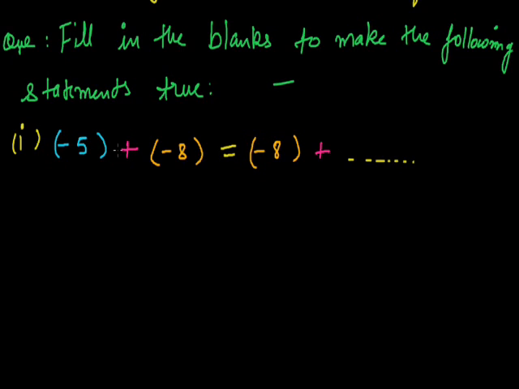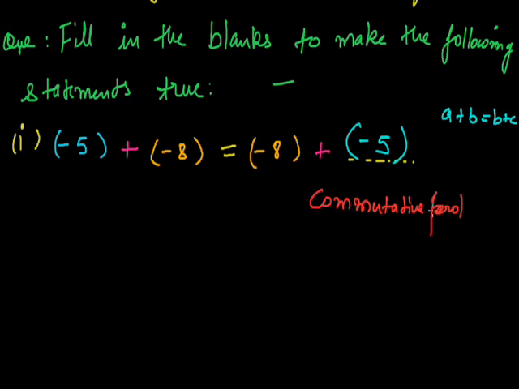Now you can see that we are adding two integers here, minus 8 and minus 5. So the integer which should come here is minus 5. This property of addition of integers in any order, that is a plus b is equal to b plus a, is known as the commutative property. You can see here minus 8 plus minus 5 is minus 13. Here also minus 8 plus minus 5 will give you minus 13.